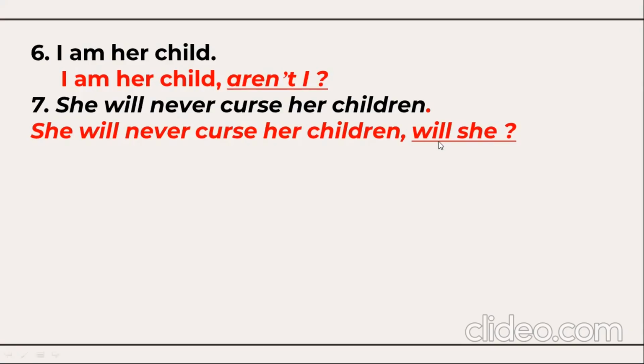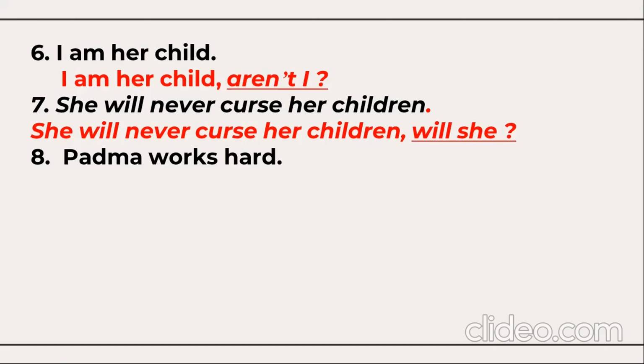So obviously the question tag will be positive. Many students write won't she. It's wrong because the sentence itself says that she will never curse her children. That means to say it's a negative sentence. So the question tag should be positive. Will she?